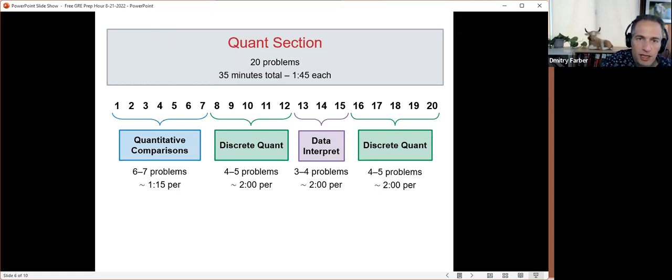So if you're doing a small set, you might do a quantitative comparison and 2 discrete quant, which are just all the regular quant, in 5 minutes, or a little more, 5:15, allowing for the fact that the column ones are going to take a little less time.